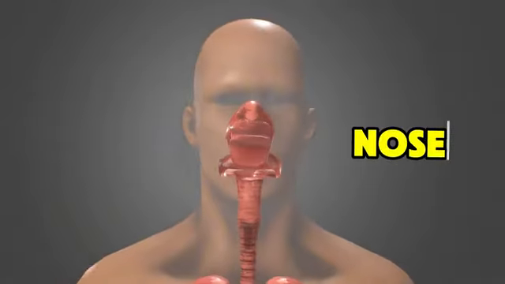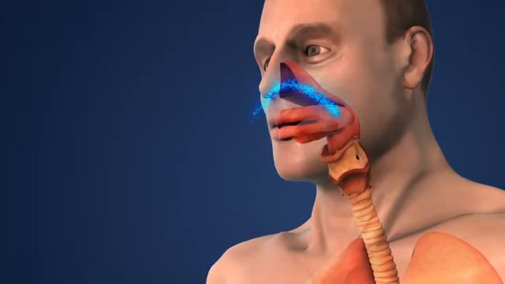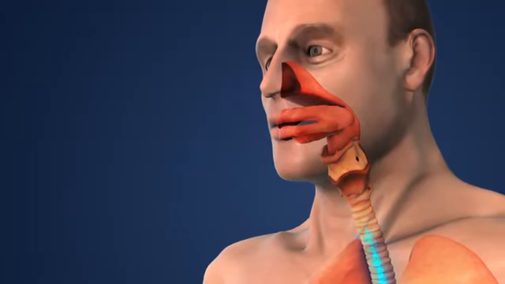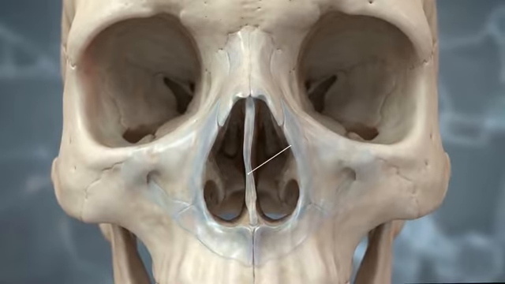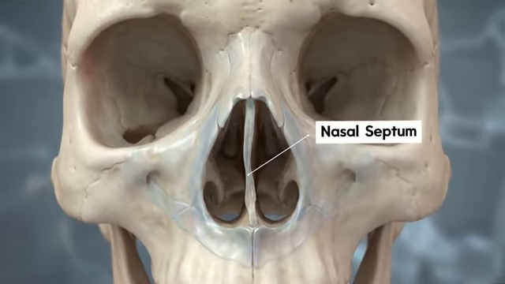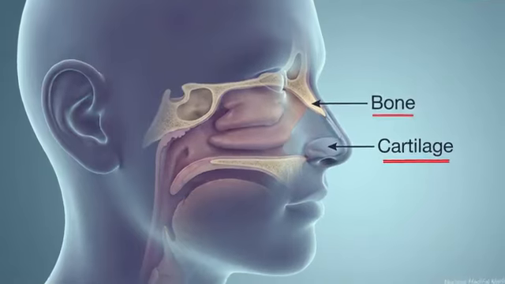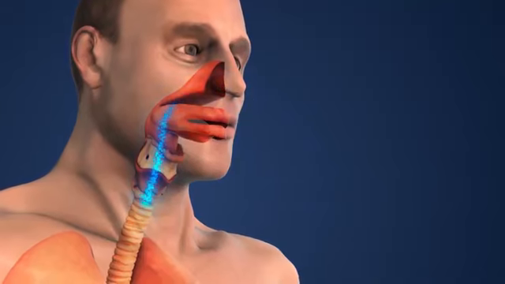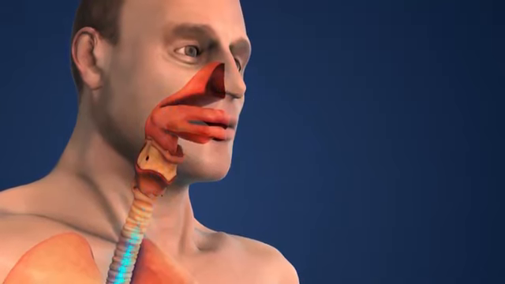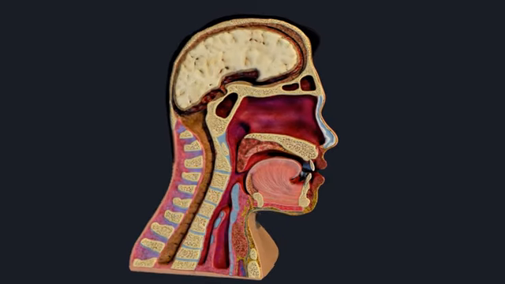Nose. The very first organ is the nose. Air first enters through the two openings of the nose, which are called nostrils. The wall separating these two nostrils is called the nasal septum. The nasal septum is made of cartilage at the front and bone at the back. From the nostrils, air goes inside into a large space called the nasal cavity. The nasal cavity is a hollow space located inside the skull.